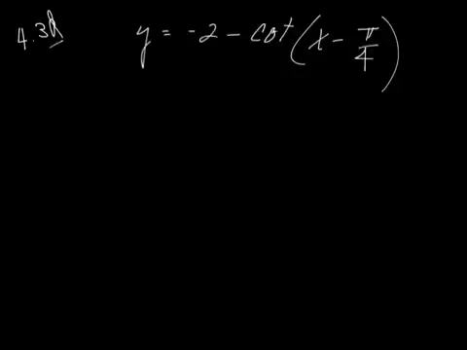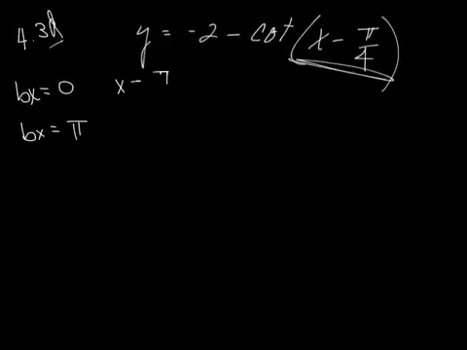So remember, to find the asymptotes of a cotangent, it's bx equals 0 and bx equals pi. So that being the case, what is my bx? My bx is the number that's here, which is 1, and here's my x. So I'm going to take this whole thing: x minus pi over 4 equals 0, and x minus pi over 4 equals pi.